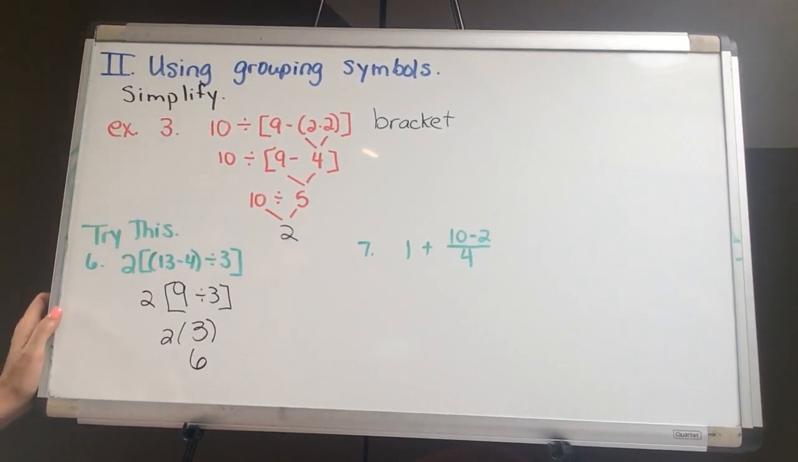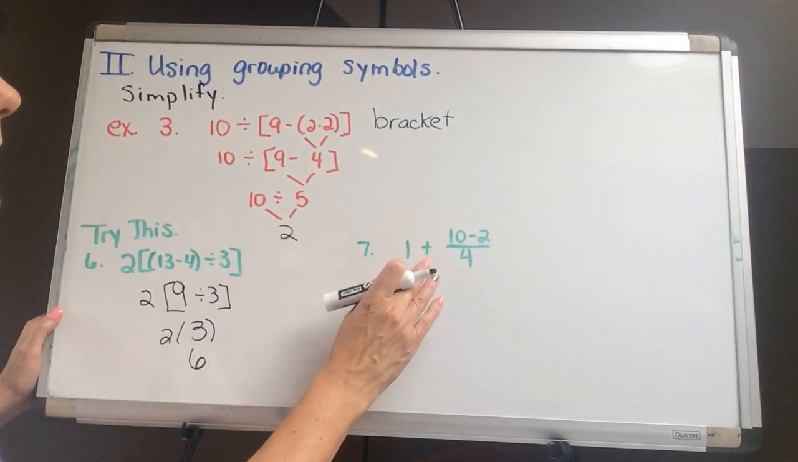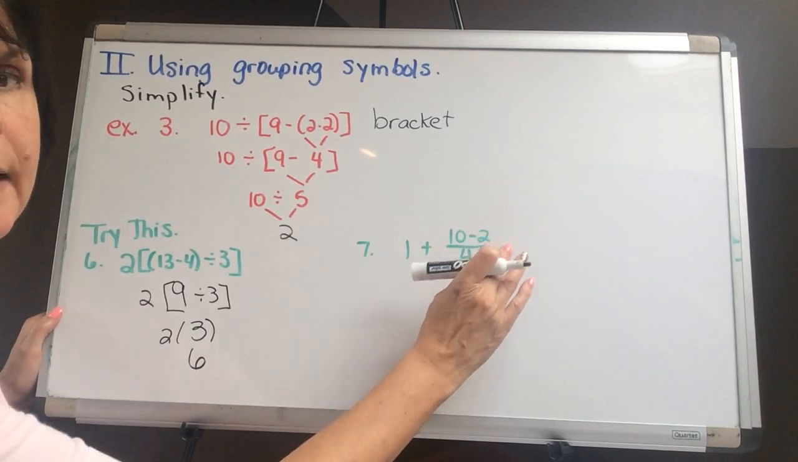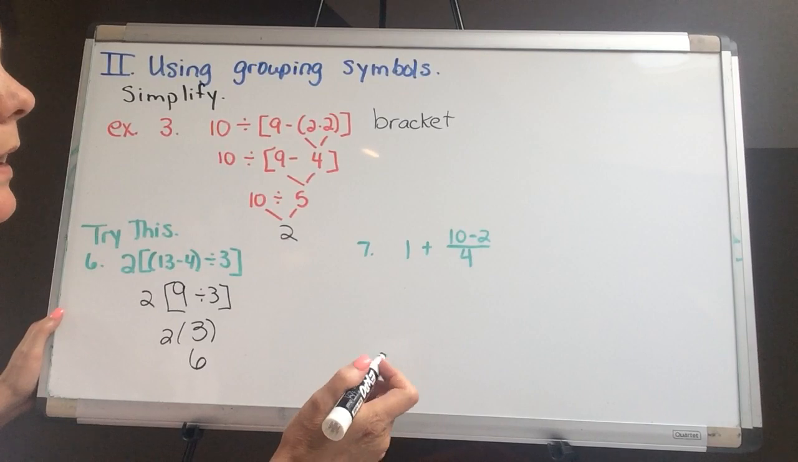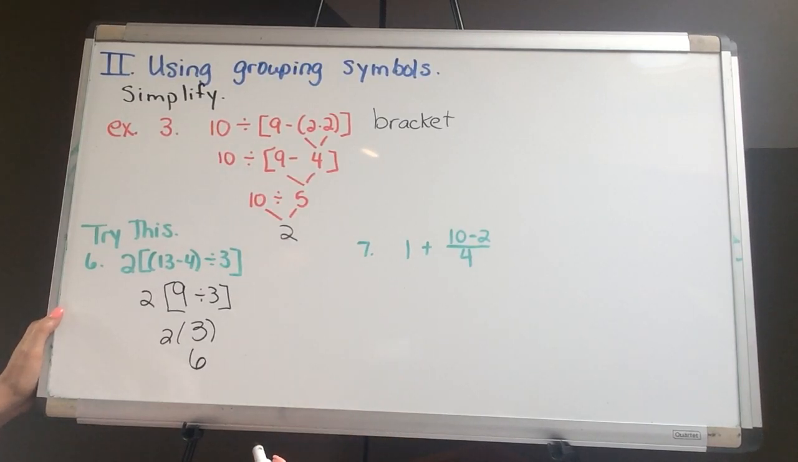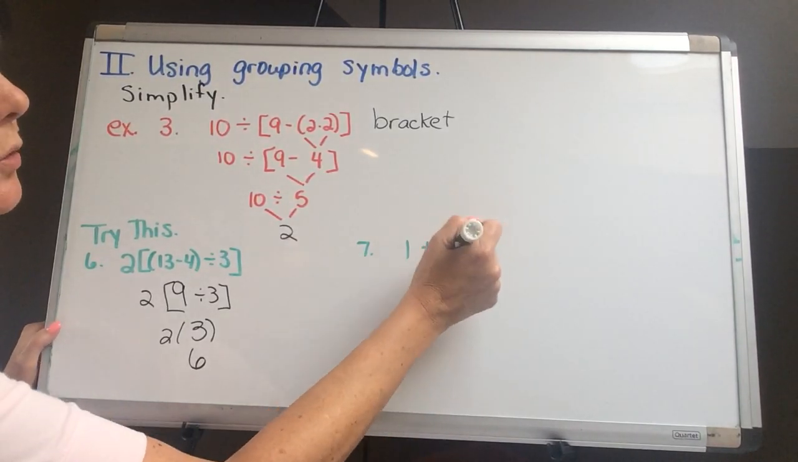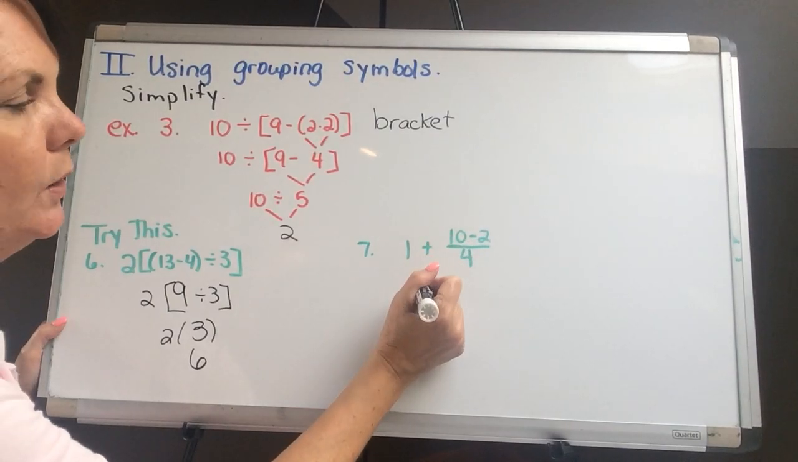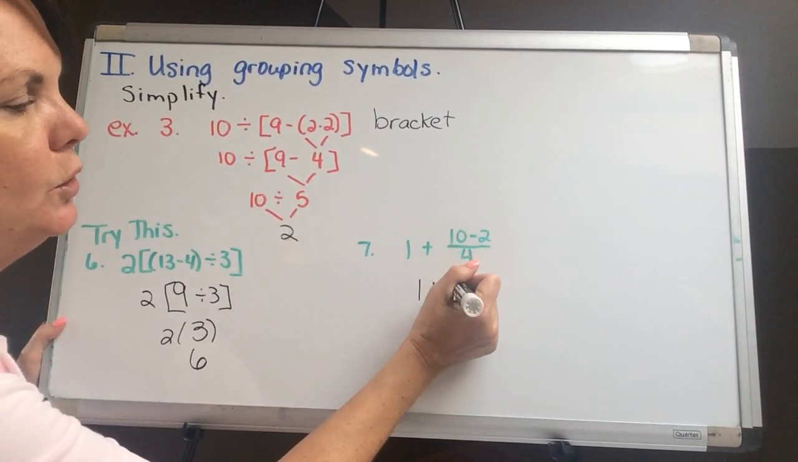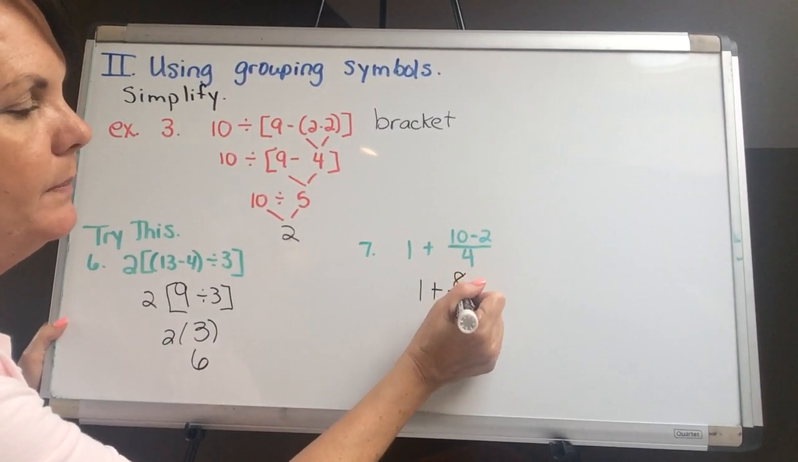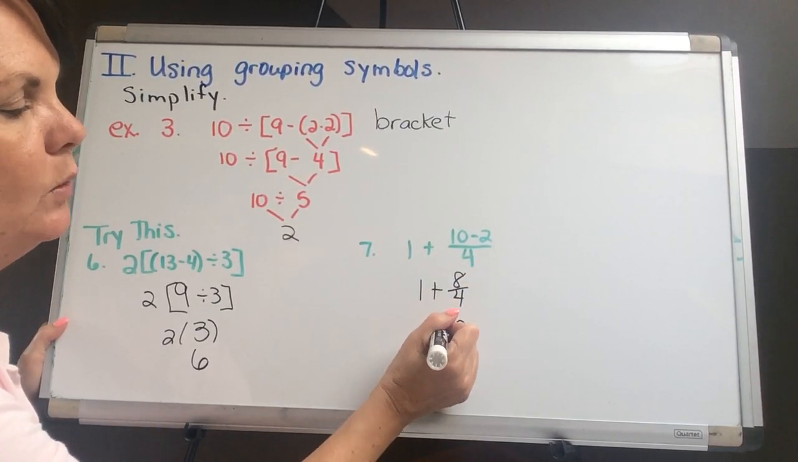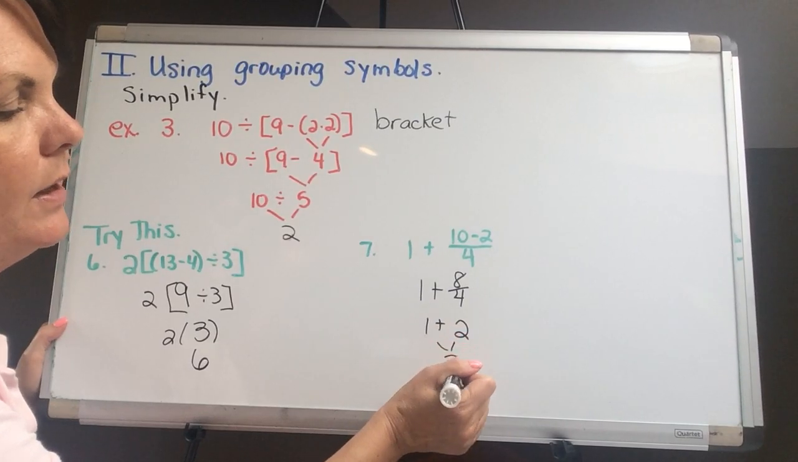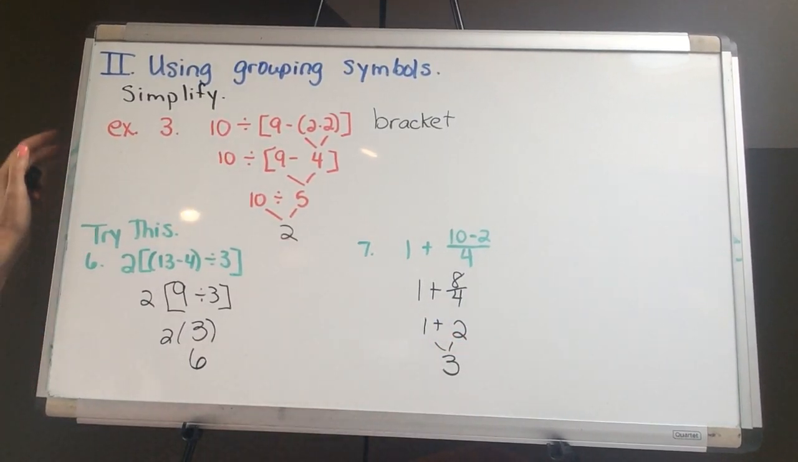Look over here for example 7. 1 plus 10 minus 2 divided by 4. Remember, that's what that fraction bar means. It's division. Okay, so what am I going to do? In this case, you're going to do what's in the numerator. 1 plus 10 minus 2 is 8 divided by 4. 8 divided by 4 is 2. And 1 plus 2 is 3. All right?